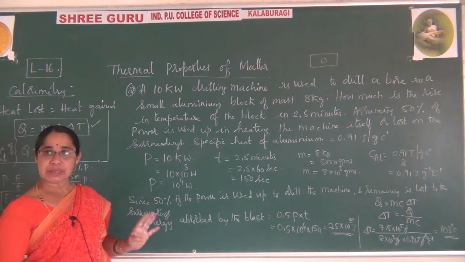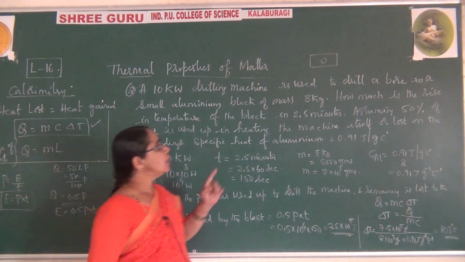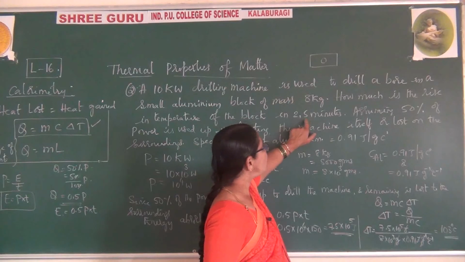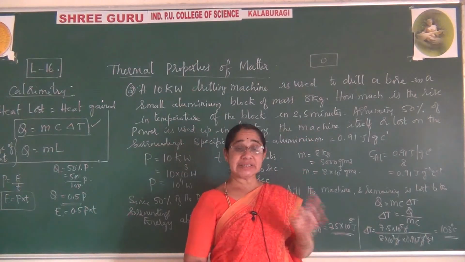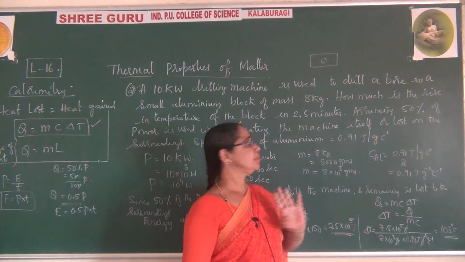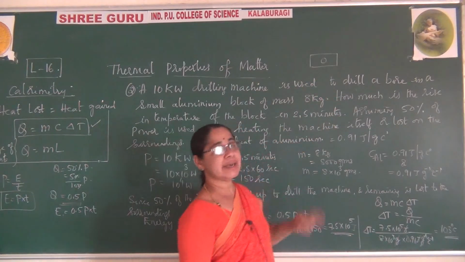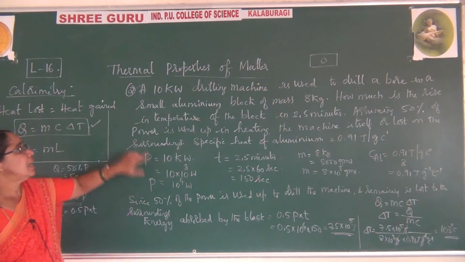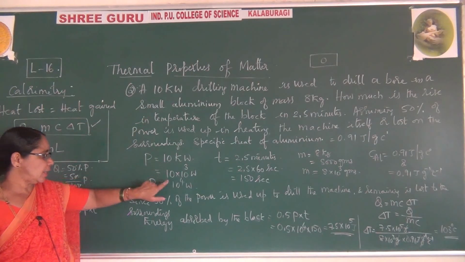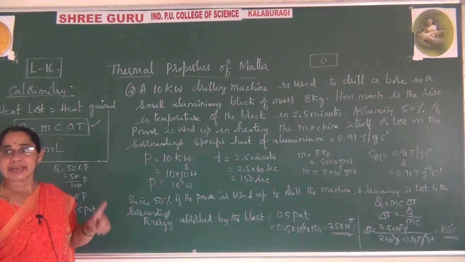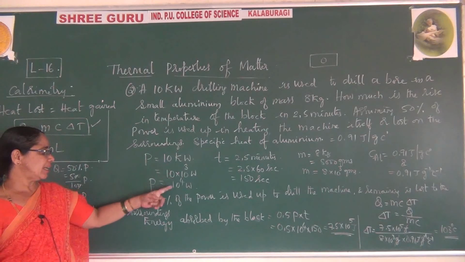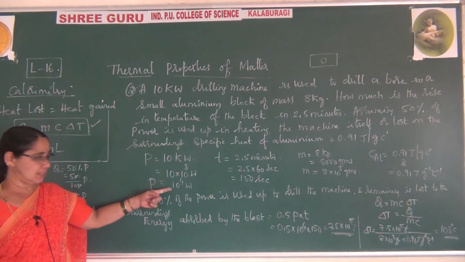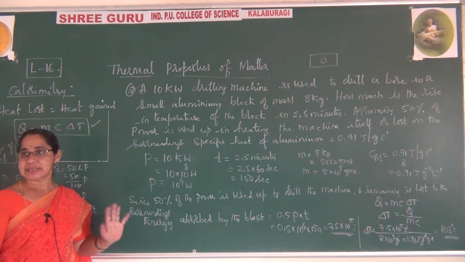So using all this, you have to calculate how much the rise in temperature is to make this hole in 2.5 minutes. That is the concept they have asked here. Please observe, the first step is the power, 10 kilowatt, which you convert like this: 10 into 10 raised to 3 watts. So this becomes 10 raised to 4 watts. This is expressed in SI unit.